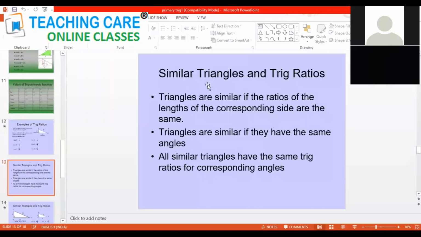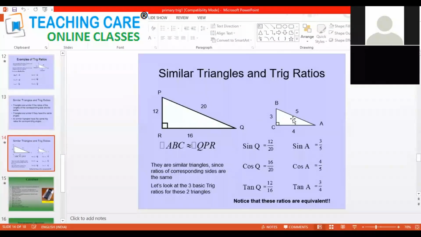Now, a very important part: similar triangles and trigonometry. When you are going to have two triangles, you will say that the triangles are similar if the ratios of the lengths of the corresponding sides are the same. For example, just see this. You have to find the ratios of this. Find the sine of Q for this, cosine of Q for this, tangent of Q. 12 over 20, 16 over 20, tangent is 12 over 16. Similarly, you will have this one to be 3 over 5, 4 over 5, 3 over 4.